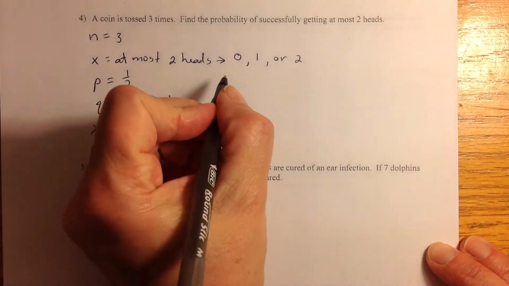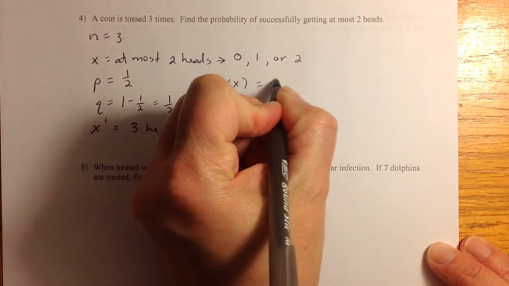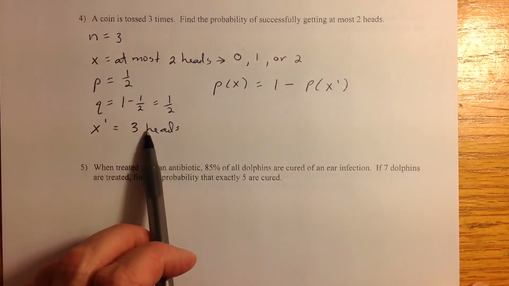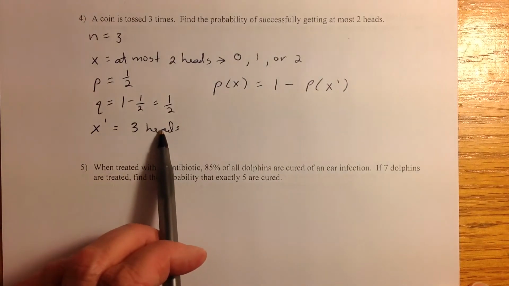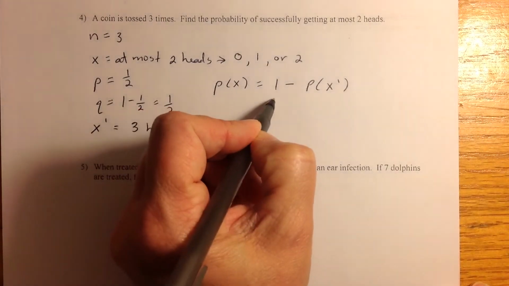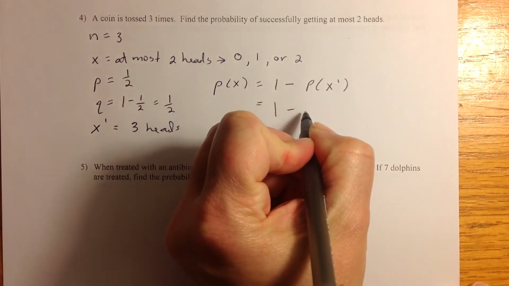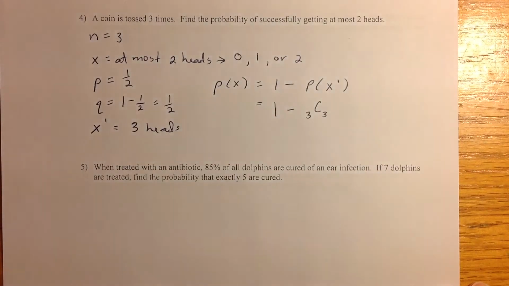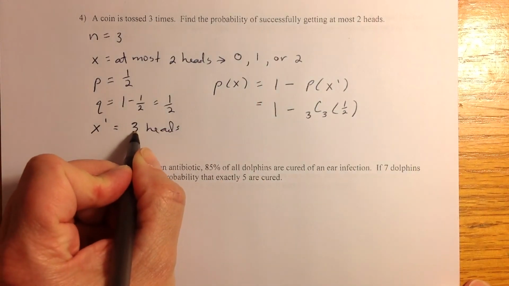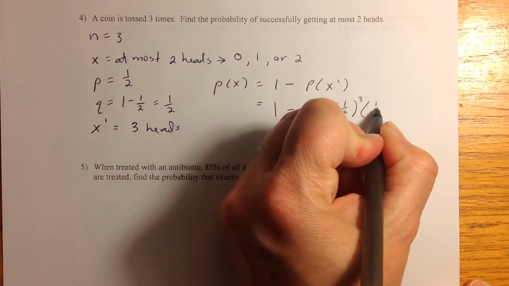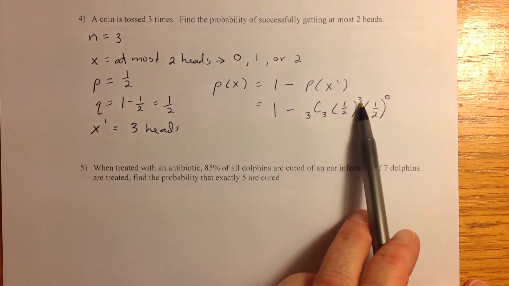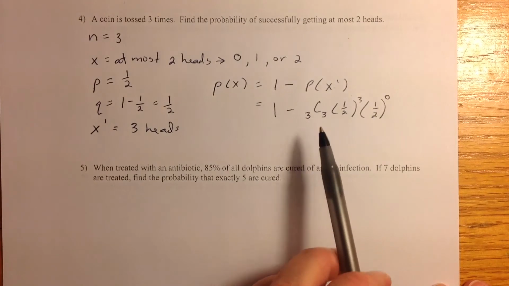So if you recall, we learned that P of X could be found by doing 1 minus P of X prime. And for me, this is less work because here I only have to use the binomial probability formula once and subtract my answer from 1. Here I'd have to use it 3 times and add these answers together. So I'm going to do 1 minus, now remember how it goes, it's nCx, so it's 3C3. Then it's P to the X power, so it's 1/2 to the, this time the X prime power, because that's what we're doing, so 3, times Q, which is 1/2, to the n minus x, which is 0.